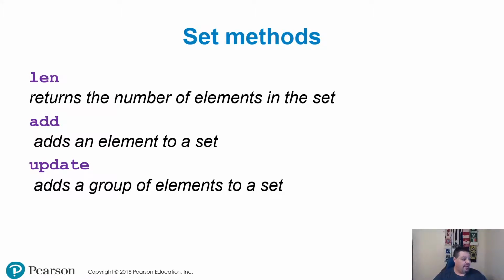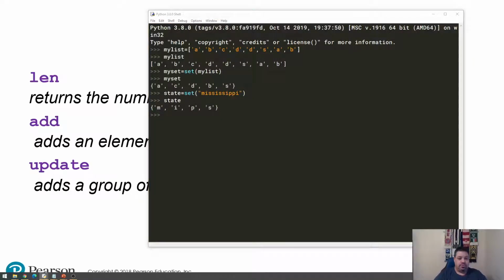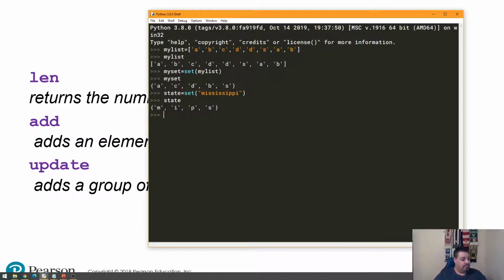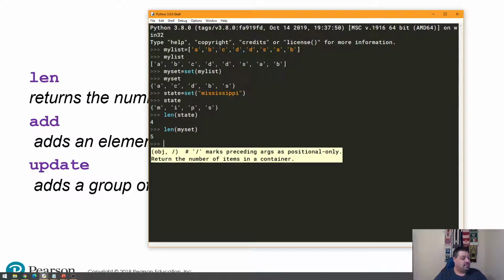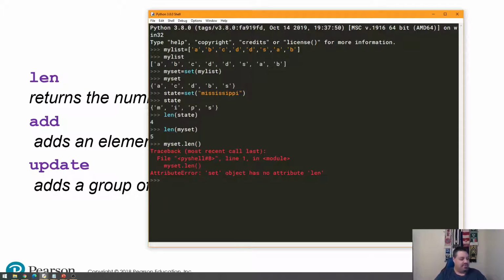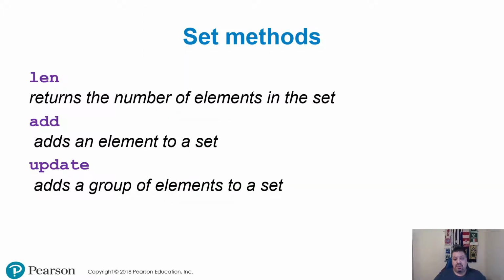We have len, we have add, we have update. I could say len of state, it's 4. I can say len of my set. We know there's 5 things in there. I can say, and these are methods actually too. So I could actually say my set.len. No, I can't. These are not methods, these are functions. But we can add and update down the road here. The argument that you give has to be a sequence. Pretty much the same thing. Anything that's iterable. And the elements are added to a set.